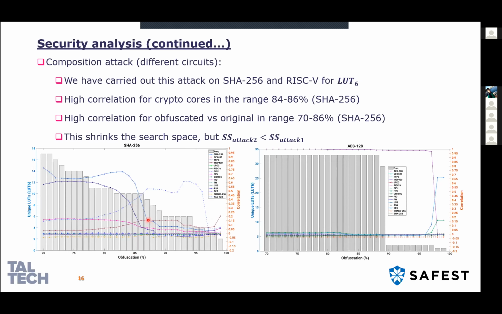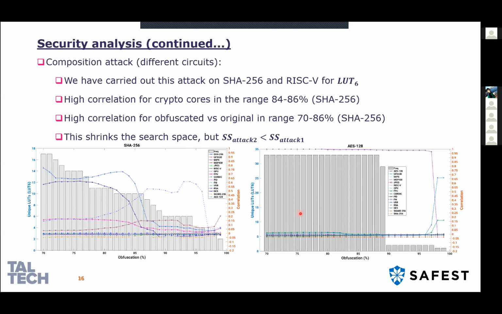Moreover, if we consider this line, this shows a correlation between obfuscated and non-obfuscated circuit. This concludes that if we obfuscate the design greater than 87%, then there is a very low probability that the adversary can learn from this composition. If we switch from 85 to 80%, then it will start learning, and it will increase.